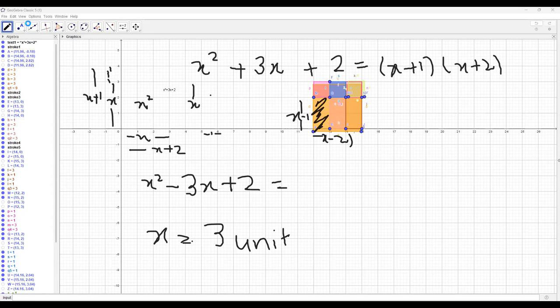So for the next, circle with center through point, so I'm making a circle with center and radius. So I'm putting the value of radius as 5 centimeters. So I want to move my figure.